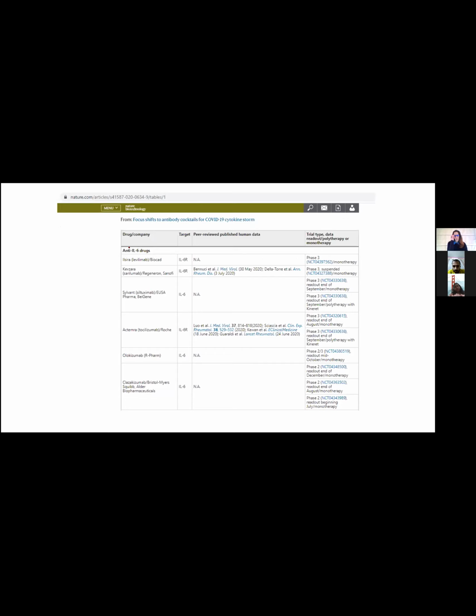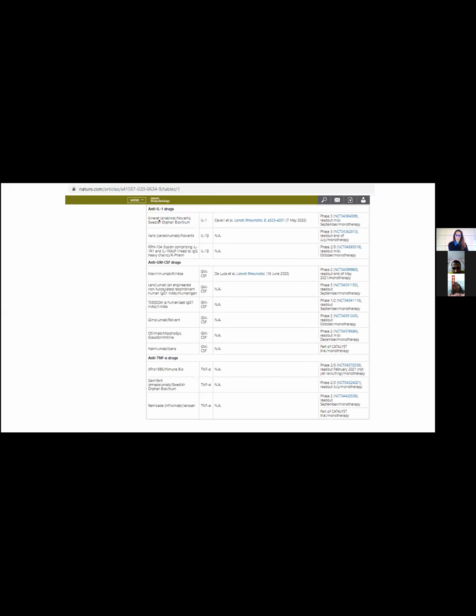So for the anti-interleukin 6 strategy, we have got different molecules here. Here you can see tocilizumab in between. Then we have interleukin 1, anakinra. Anakinra is one of the most used for interleukin 1. Of course, canakinumab is also one of the most used for interleukin 1 inhibition. And then the master control, to control the GM-CSF, here we have got different drugs, just like lenzilumab. Then we have got tumor necrosis factor alpha inhibiting drugs.